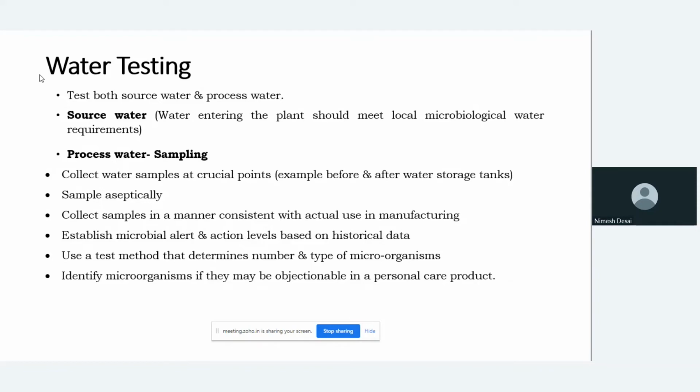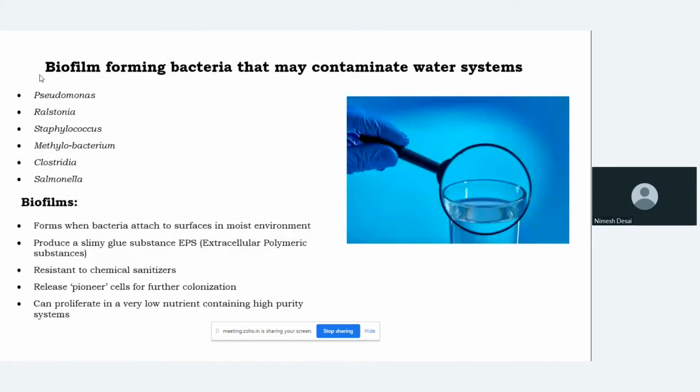What we do is schedule the water samples. We collect those water samples and analyze them by the membrane filtration technique. We also perform the specified microorganism test, and in water for injection, we perform the LAL test, the bacterial endotoxin test. For process water sampling: collect the water sample at a crucial point, sample aseptically, collect the sample in a manner consistent with the actual use in manufacturing, establish microbial alert and action levels based on historical data, use a test method that determines the numbers and types of microorganisms, and identify microorganisms if they may be objectionable in a personal care product or any pharmaceutical products.